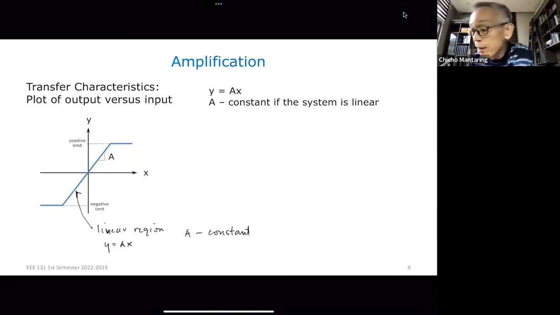Now, the characteristic of an amplifier is it cannot amplify an input signal indiscriminately. As you increase X, Y will not indiscriminately increase. There comes a point where you reach a positive limit on the positive side and a negative limit on the negative side. And you saw this for the op-amp. For the op-amp, the limit is dictated by your positive supply voltage and your negative supply voltage. Okay, so that is just normal in any amplifier. Later on, we're going to see what these limits are for a transistor amplifier.